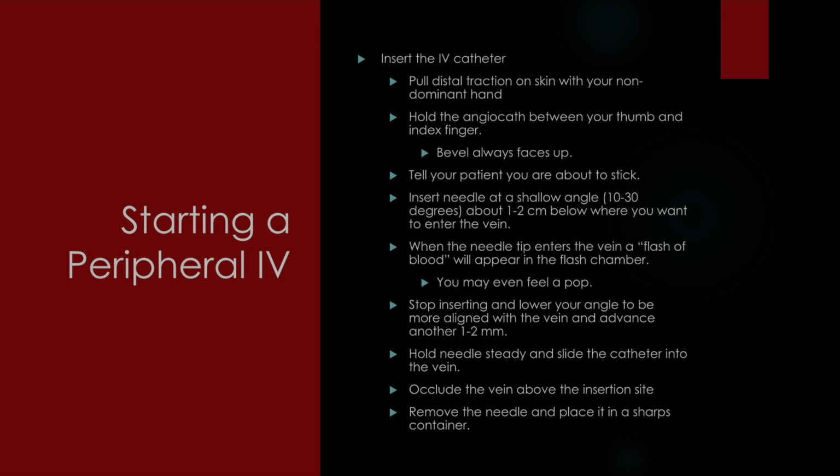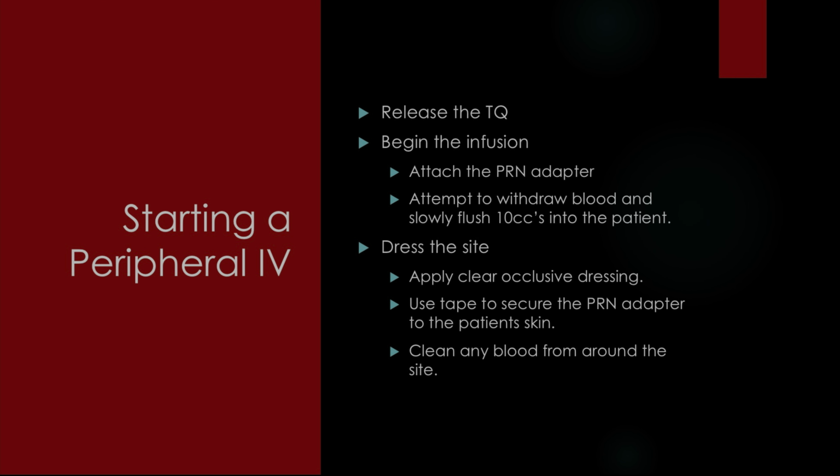As the needle tip enters the vein, you'll see a flash of blood in the flash chamber, and you may feel a subtle pop. Once you see flash, stop advancing, lower your angle to better align with the vein, and advance the needle another 1 to 2 millimeters. Hold the needle steady and slide the catheter off the needle and into the vein. After the catheter is fully advanced, occlude the vein above the insertion site, remove the needle, and immediately place it in a sharps container. Proper technique and controlled movements reduce the risk of blowing the vein or puncturing through the back wall. Once the catheter is in place, release the tourniquet and begin the infusion process.